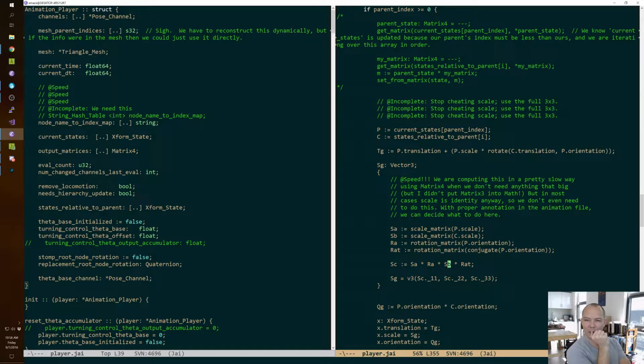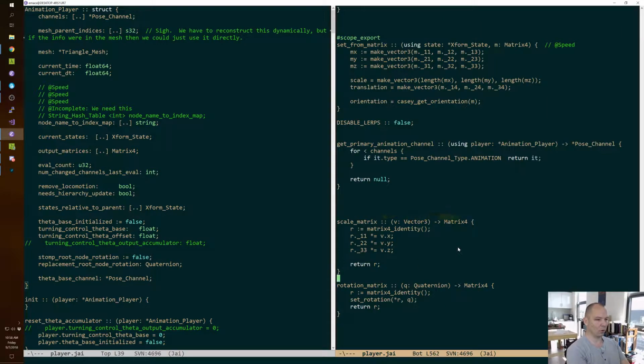Do the matrix 3 now. We could do that. Let's do that because we've got some more time. So we're going to need matrix 3 multiplies and all that. So let's just do these. If we turn scale matrix and rotation matrix into returning matrix 3s, then everything automatically has to work. So we're going to need a matrix 3 identity. We're going to need set rotation, all this stuff. So let's go back to math.